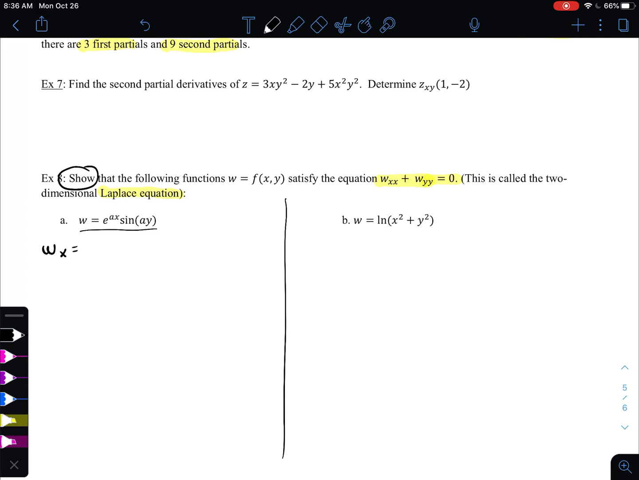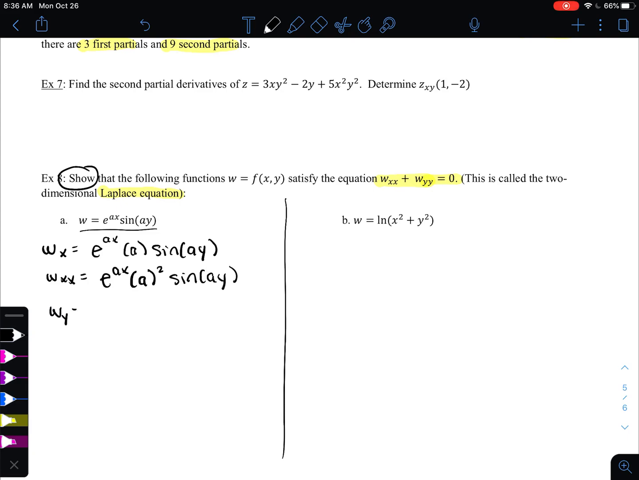Don't forget to do the chain rule. Okay, so e to the ax times a. Then the second function is dependent on y, so I'm treating that as a constant. A second derivative with respect to x will be e to the ax, a squared, sine of ay.